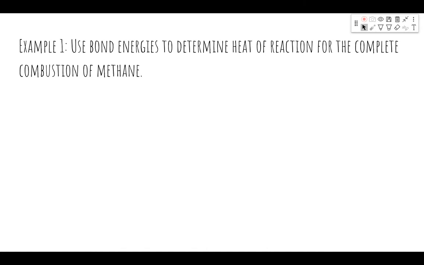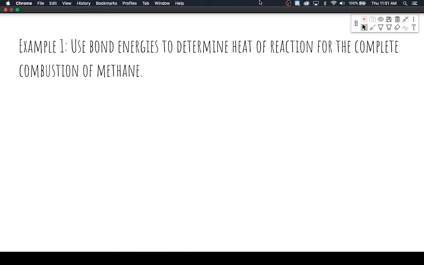All right, let's take a look at example number 1. So this example asks us to use bond energies to determine the heat of a reaction for the complete combustion of methane. So we've been given methane. We know that methane is CH4. So I'm just going to write my reaction out first, and then we can go from there.